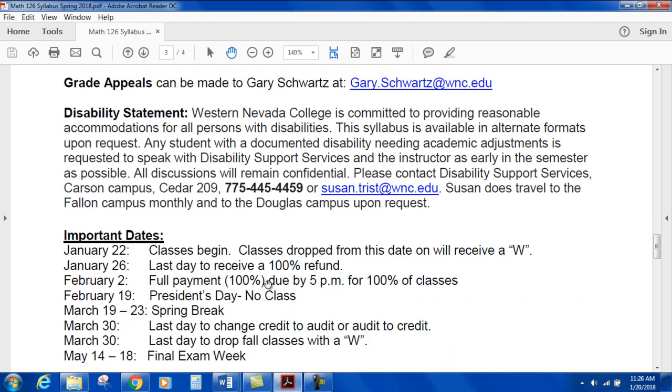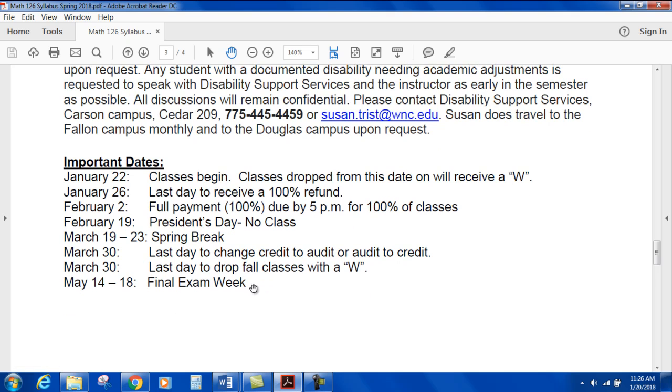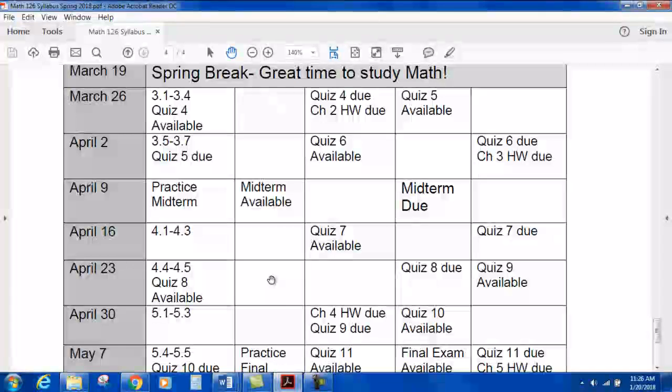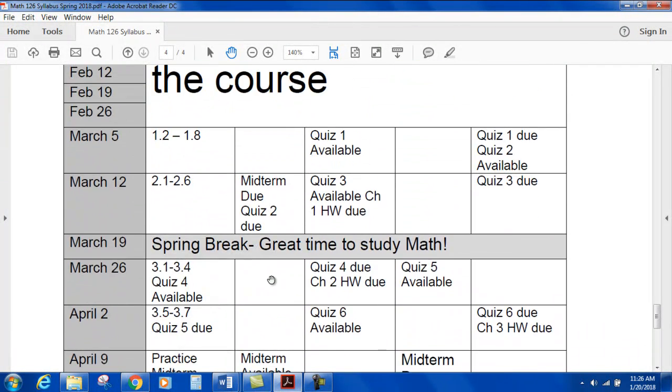Classes, here are important dates. Take a look at that. They should be accurate, but you can double check with the school's calendar. Down here is our schedule of what we're going to be doing. Now, I want to point out a few things here.